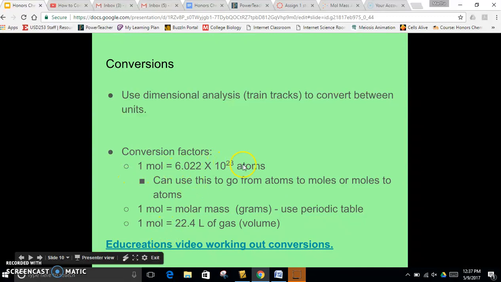1 mole is 6.022 times 10 to the 23rd atoms. I can use this one to go from moles to atoms or atoms to moles. 1 mole equals the molar mass in grams, which you've already learned how to calculate, so you have to use your periodic table for that. And 1 mole is equal to 22.4 liters of a gas in terms of volume. This only works for gases. This does not work for liquids and solids.